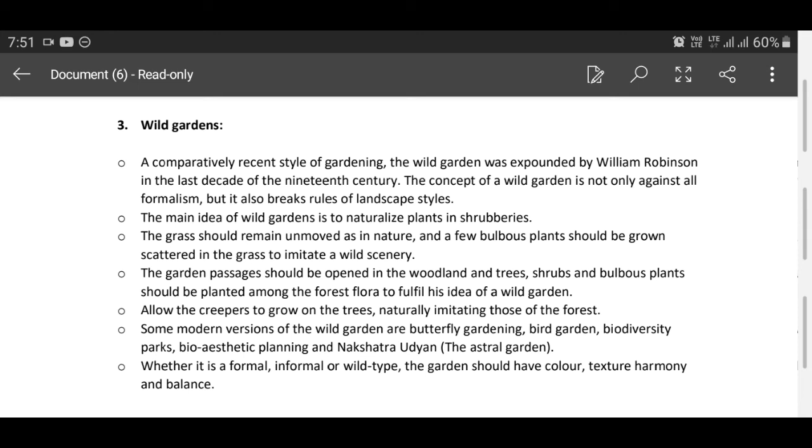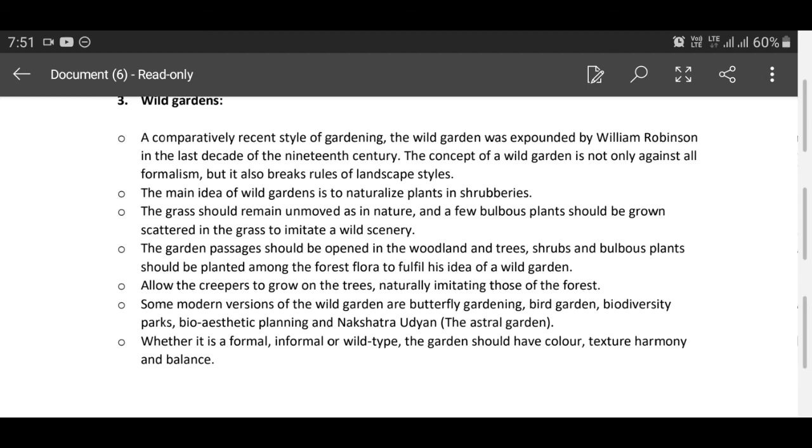Whether it is a formal, informal, or wild garden, it should have color, texture, harmony, and balance.